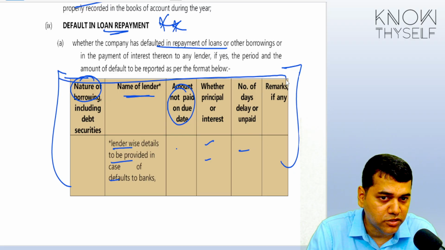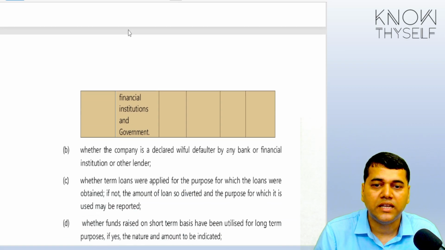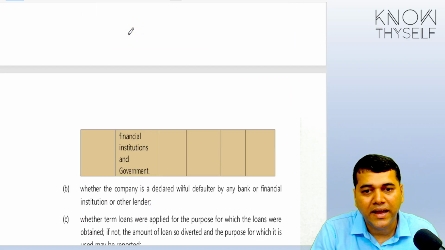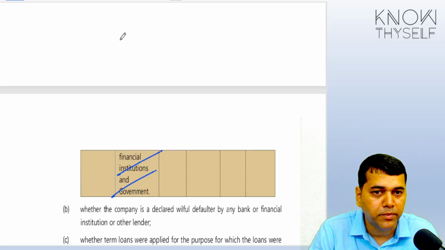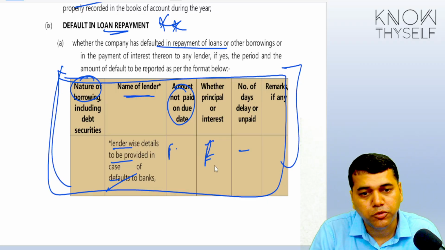Okay, so students, this is very important. My guess, they may give you some data and they may ask you to report it. So you have to say default is how much to the bank, how much to the institution, how much to the government, how much is the payable amount, whether it is the principal portion or interest portion.